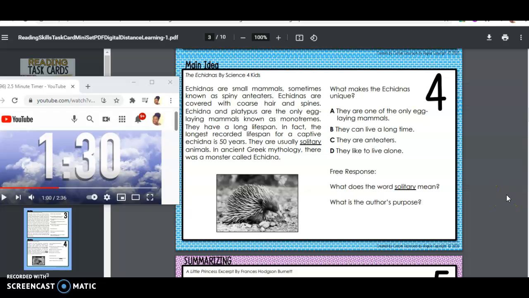All right, so for the next one, we are going to be looking at main idea, which is what the text is mostly about. This one's pretty short, so I'm going to give you 1 minute and 30 seconds. Ready? Go.